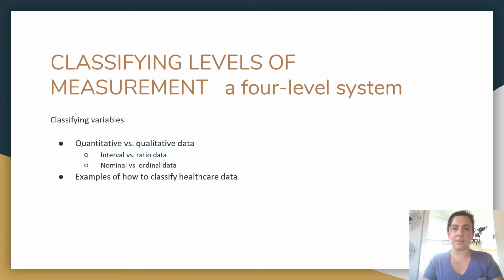Okay, so now we're going to start classifying variables. You could think of it as a four-level system, but it starts off by first classifying your variables as either quantitative or qualitative. Then, whether it's quantitative or qualitative decides whether you can further classify them as either interval versus ratio or nominal versus ordinal. So we're going to learn about what those actually are.